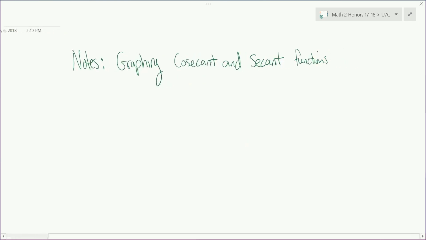And we're going to do this through our understanding of graphing sine and cosine. So we've already looked at and understand quite a bit about graphing sine and cosine. And with that in mind, and understanding that the cosecant is the reciprocal of sine, and the secant is the reciprocal of cosine, we're gonna go through with these graphs, okay?